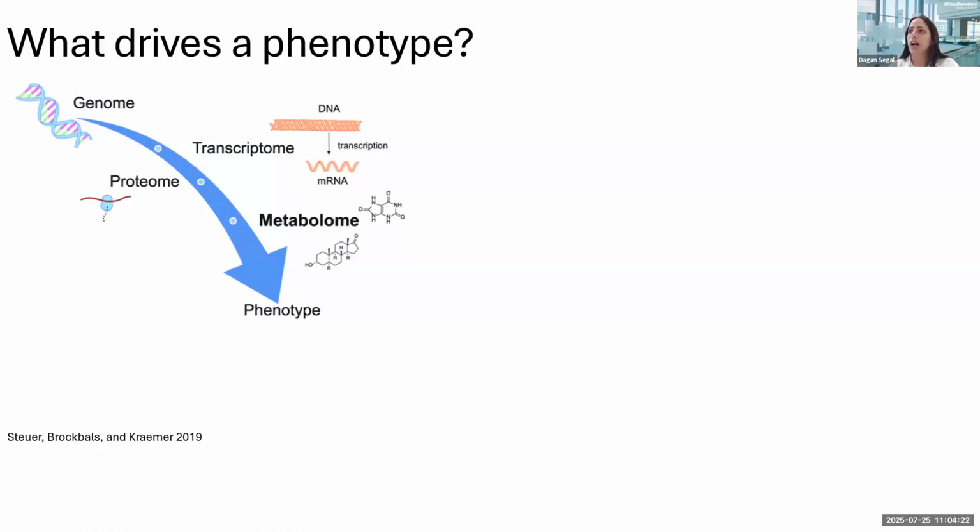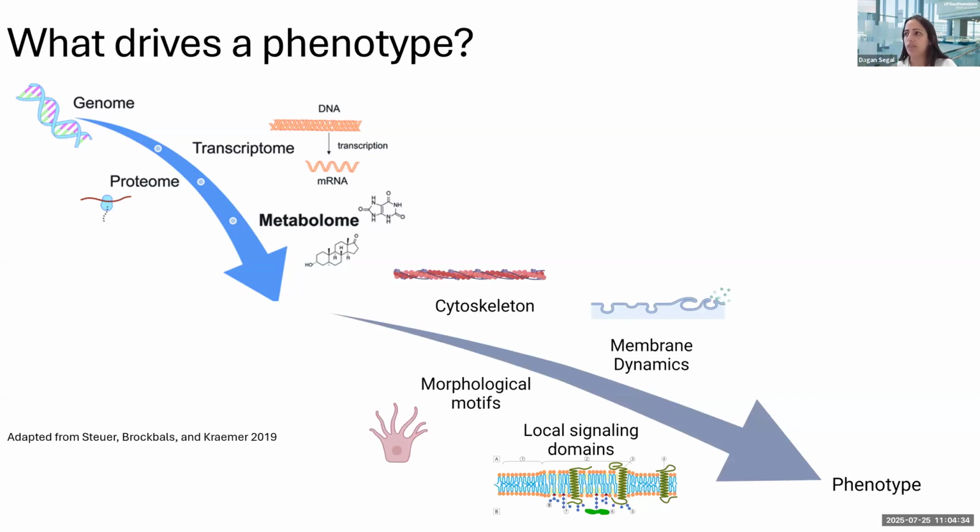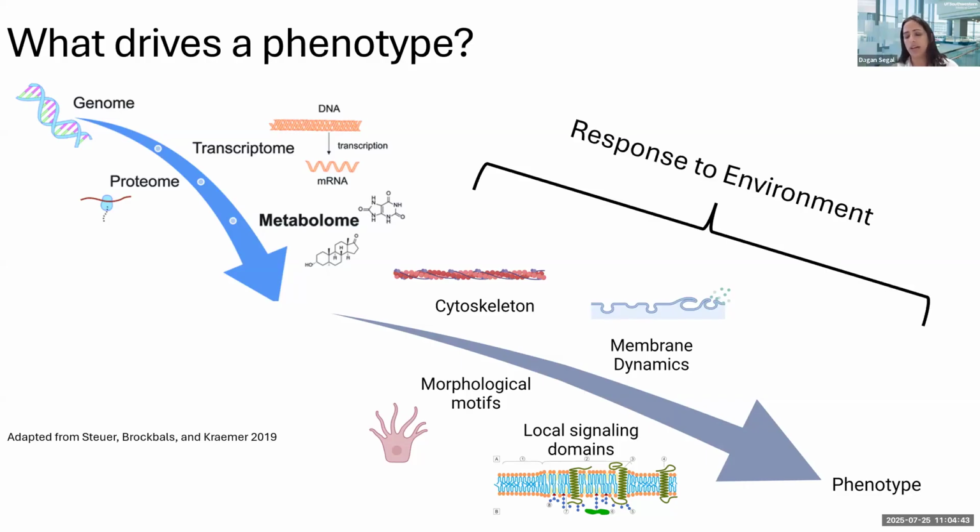And when we think about what drives a phenotype in cancer, a lot of times we think about changes in the genome or the transcriptome which drive a phenotype. But there's a whole other layer of regulation at the cell biological level, in terms of cytoskeletal dynamics, membrane dynamics, morphological motifs that also drive a phenotype. And I would argue that these cell biological processes are really the first responders to environmental cues at short time scales, which later feed back and regulate these other processes upstream.